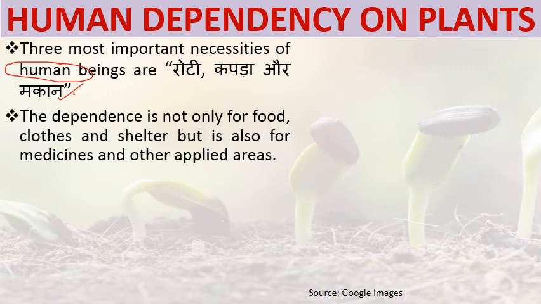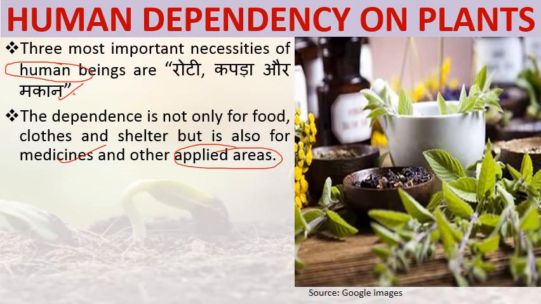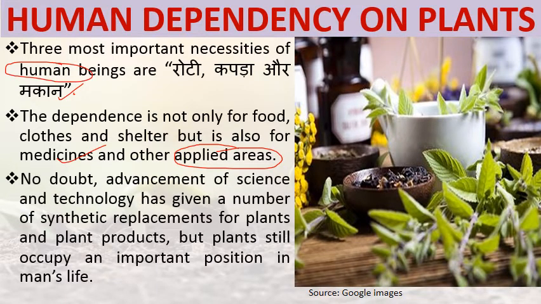And the dependence is not only for food, clothes, and shelter. Humans are dependent on plants not only for these but also for medicines and other applied areas. So plants are an excellent source of medicines which are used to treat various human ailments. No doubt there are various advancements of science and technology that have given a number of synthetic replacements for plants and plant products, but plants still occupy a very important position in man's life. We can't replace plants totally from human lives.